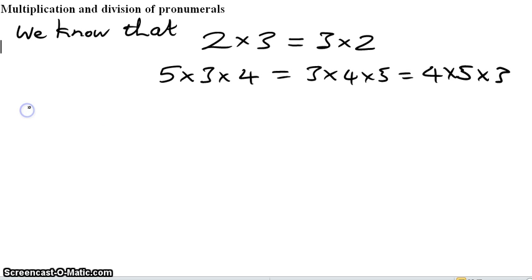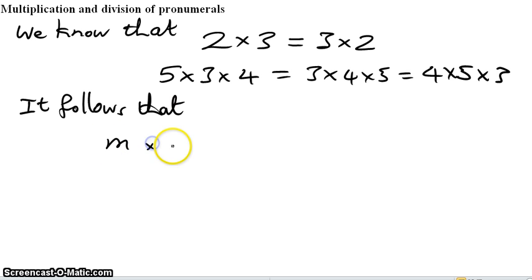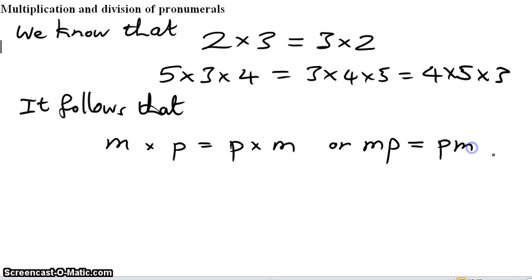Alright, so it follows that when you use algebra, the rules will still be the same. So if I do m times p, it will be the same as p times m. In other words, it doesn't matter which order it goes. This could be written without the times sign, like that.